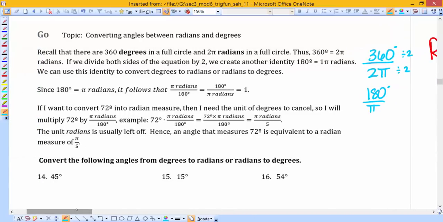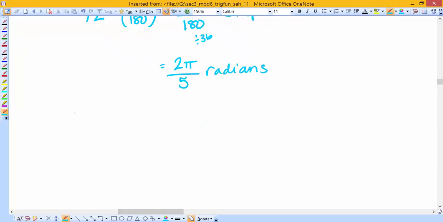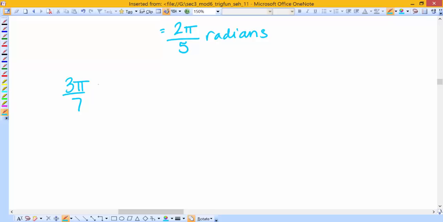Let's do a radians to degrees. So let's do an example off to the side. Let's say that we have 3 pi over 7, and I want to convert this to degrees. So I'm going to multiply by 180 over pi because I need my pi to cancel. So now my pi's will cancel. And this is going to become 3 times 180 all divided by 7.